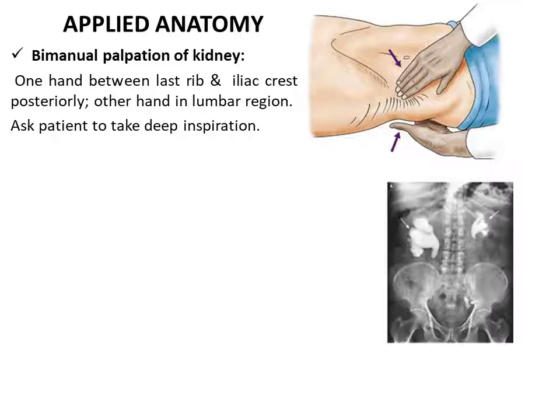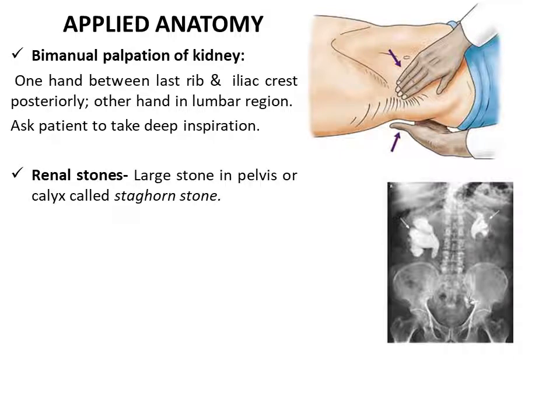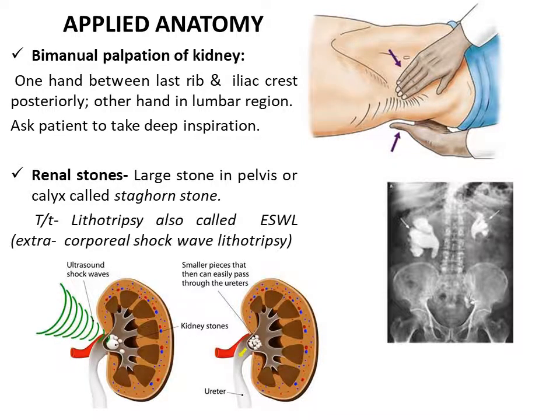The stone formation in the kidney. Large stones may be present in the calyces or pelvis of the kidney, taking up the shape of these, known as staghorn stones. The treatment of these large renal stones is through lithotripsy, also known as extracorporeal shock wave lithotripsy. It is a non-invasive procedure in which shock waves are generated outside. They pass through the body tissues and crush the stones into small sand-like particles. These small pieces are then washed out through the urinary passages.